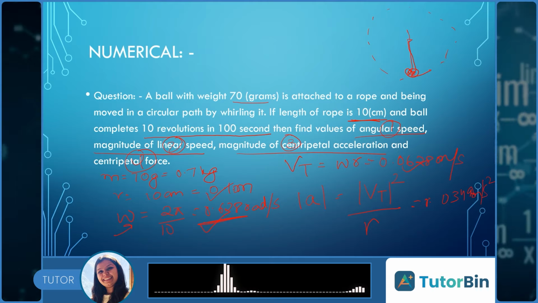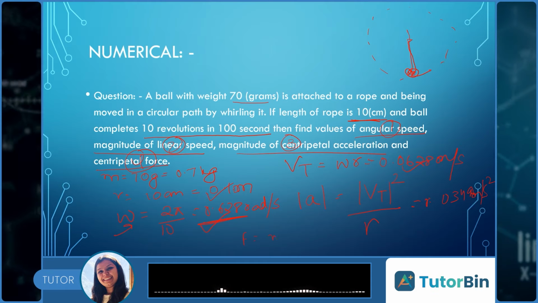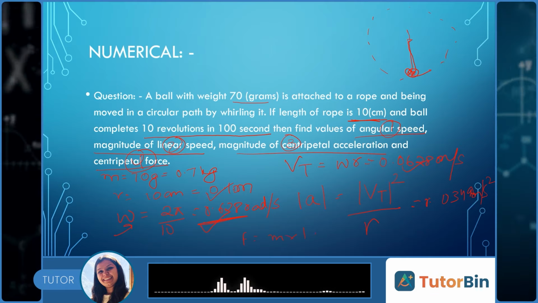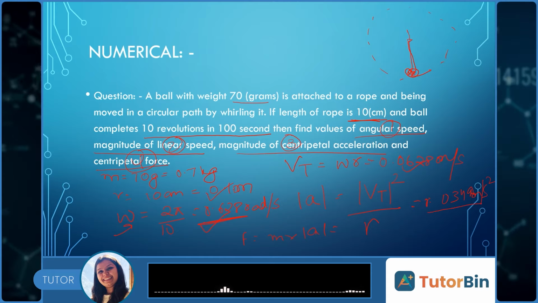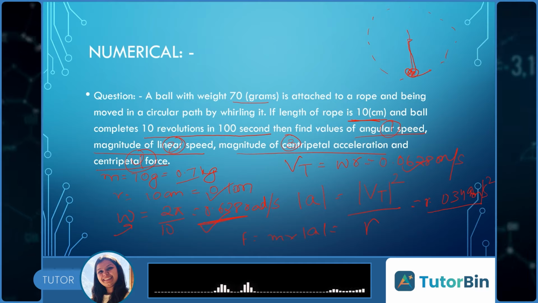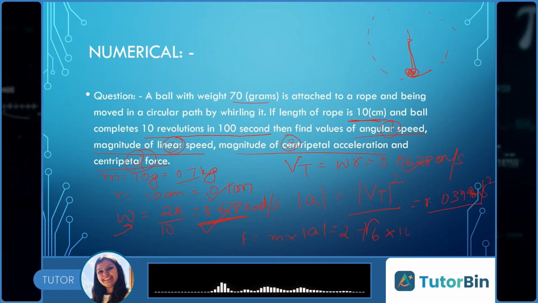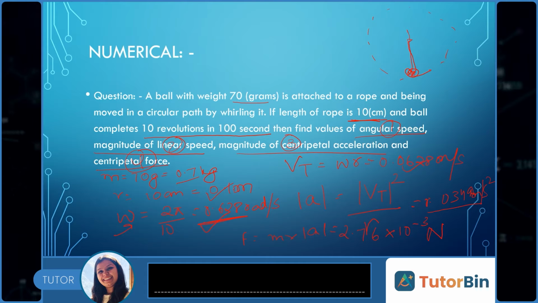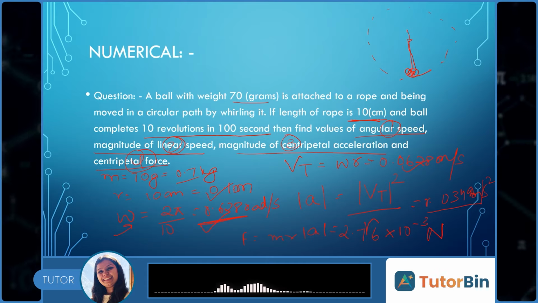The last thing that we need to find is centripetal force. We know centripetal force is mass times centripetal acceleration, which gives us 0.0349 times 0.07 kg, which is 2.76 times 10 raised to the power minus 3 Newton. With this, we come to an end of the discussion of uniform circular motion.